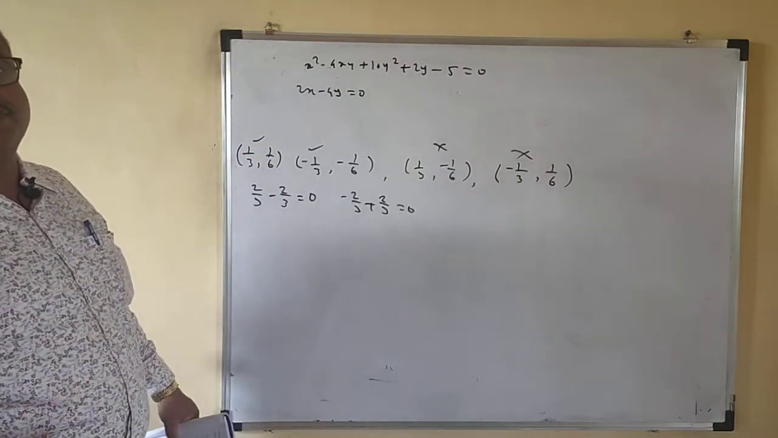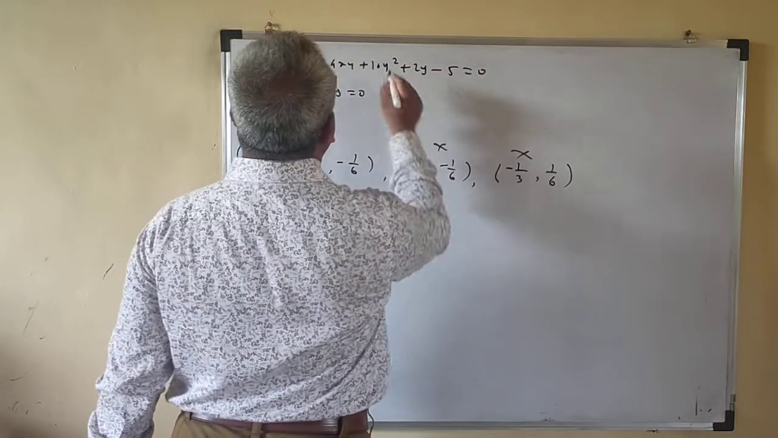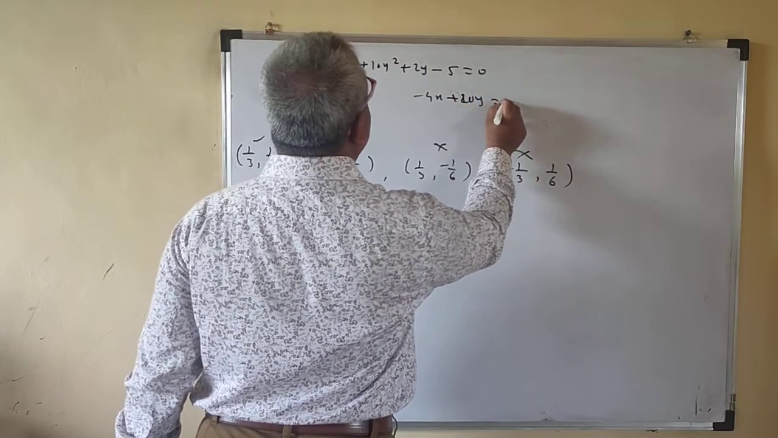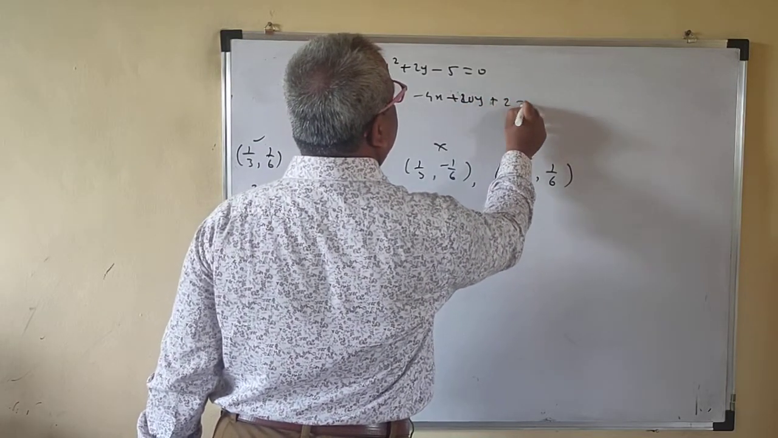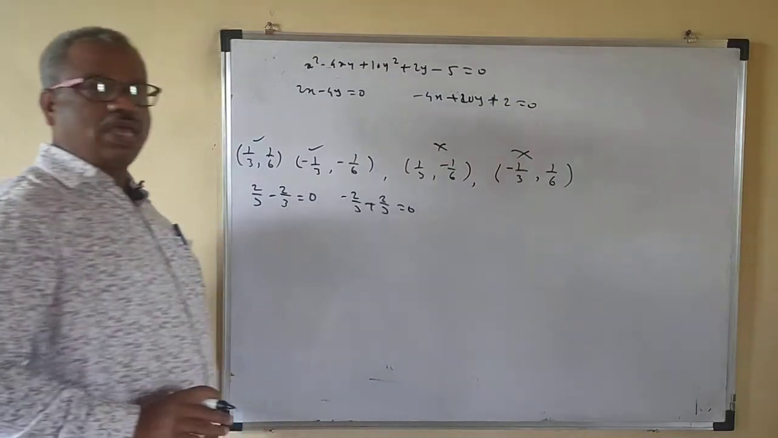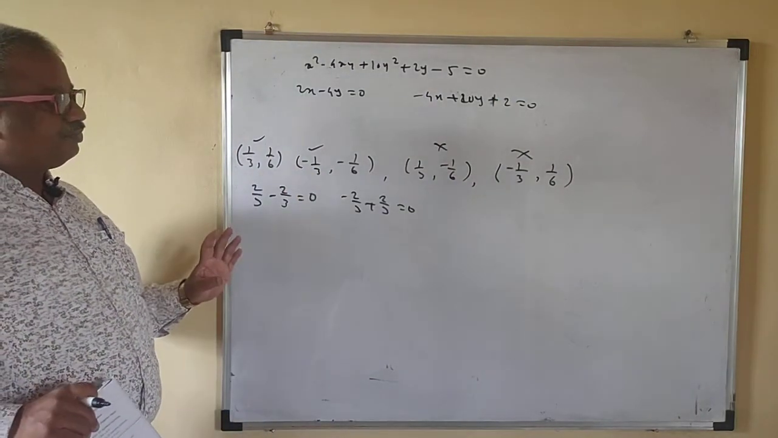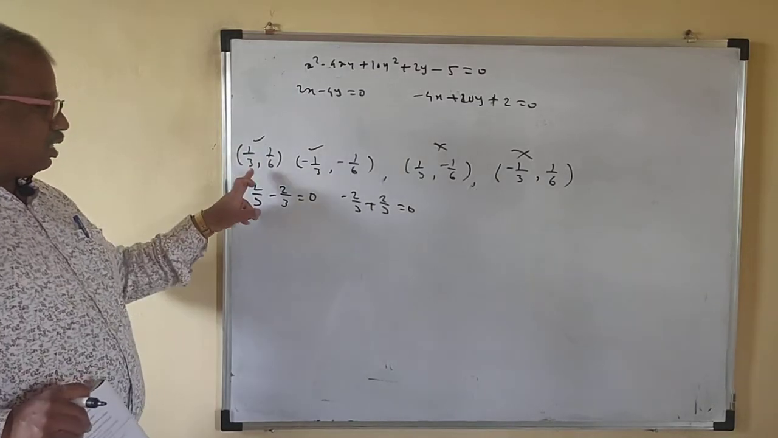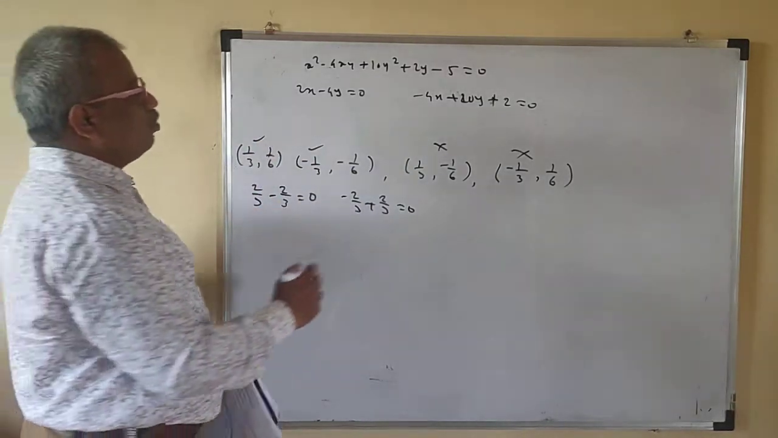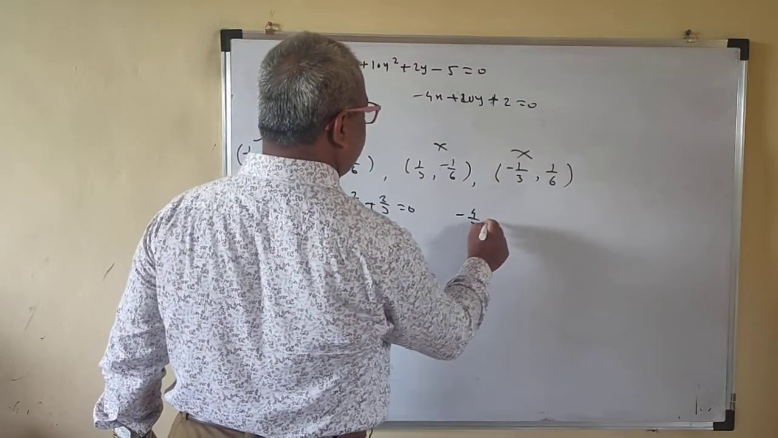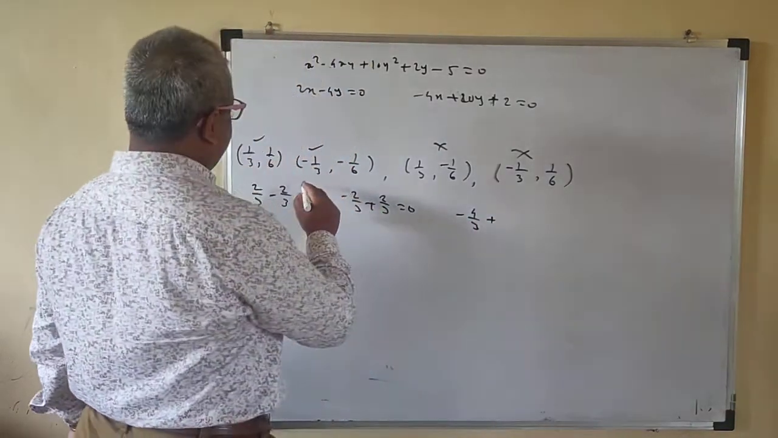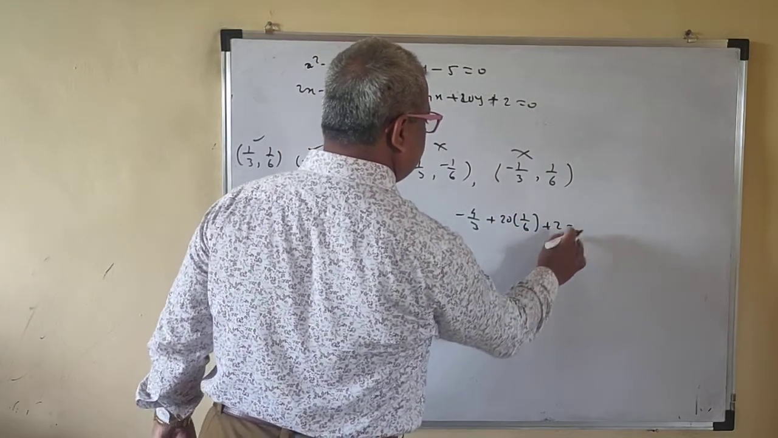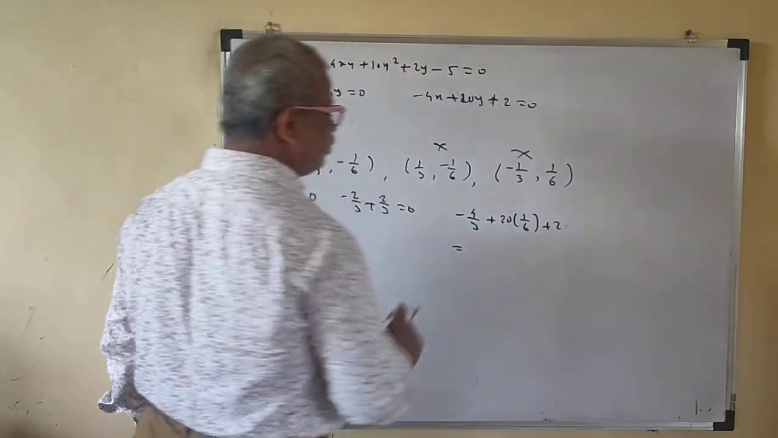So we'll partially differentiate with respect to y now. So that is minus 4x plus 20y plus 2 is equal to 0. Okay, so now our correct option is this or this. So now we'll put this in. So minus 4 by 3 plus 20 into 1 by 6 plus 2. We have to check whether this is 0 or not.